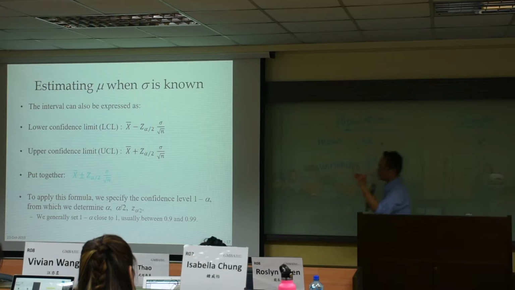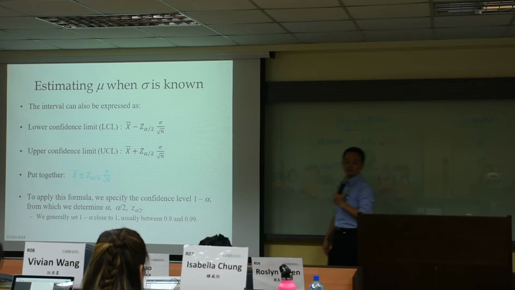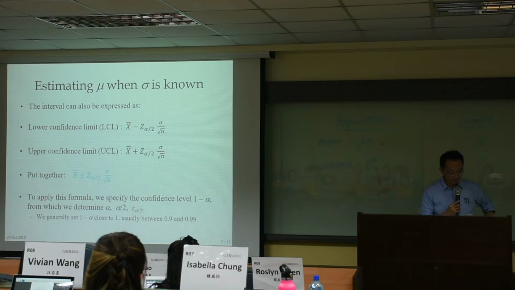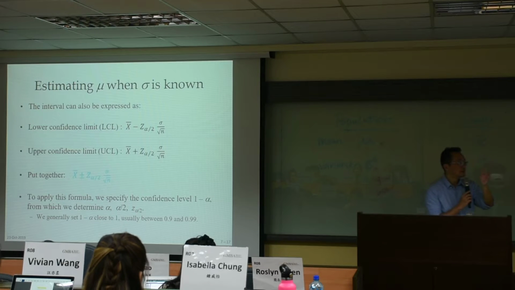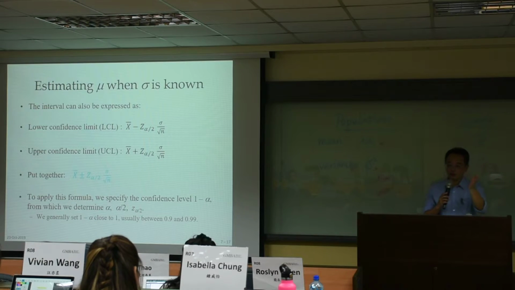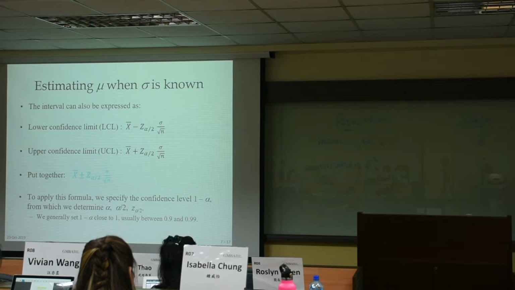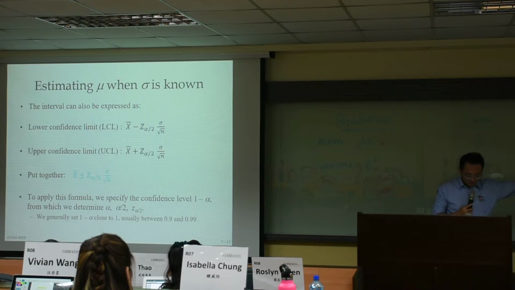For short, we put them together: x bar plus or minus z times sigma over square root of n. To apply this formula, we just specify the confidence level 1 minus alpha. Alpha is a value that you have to decide. Usually we will set it at 0.05 or even 0.01. So 1 minus alpha will be between 0.9 and 0.99 or even higher.